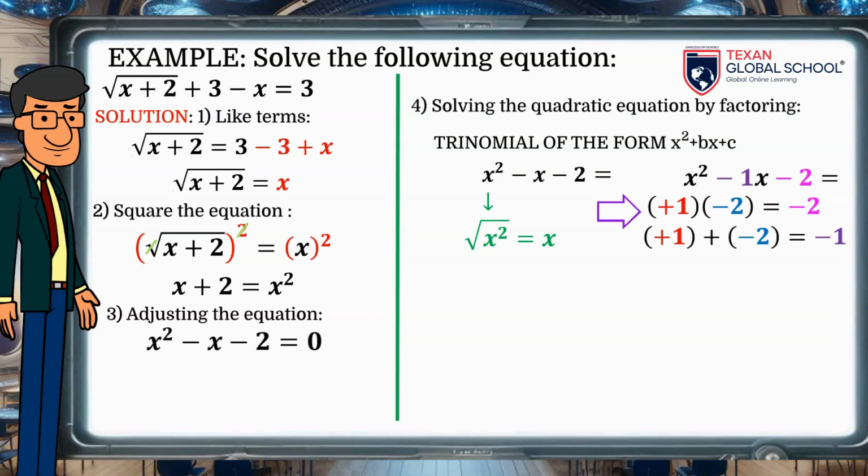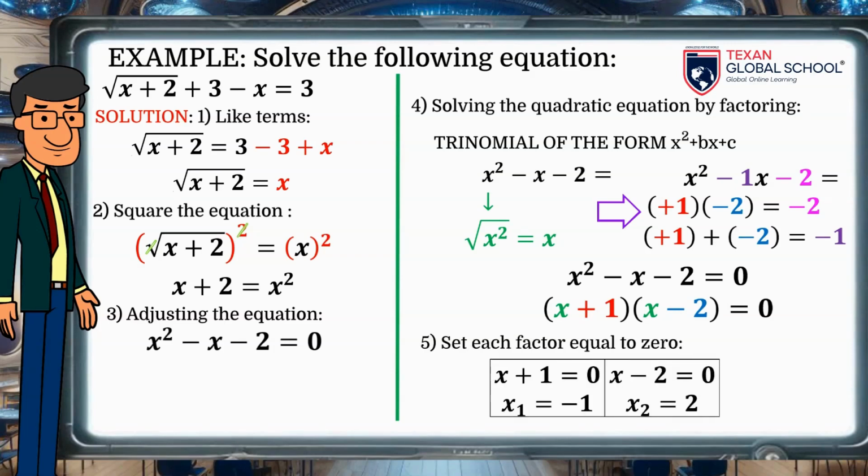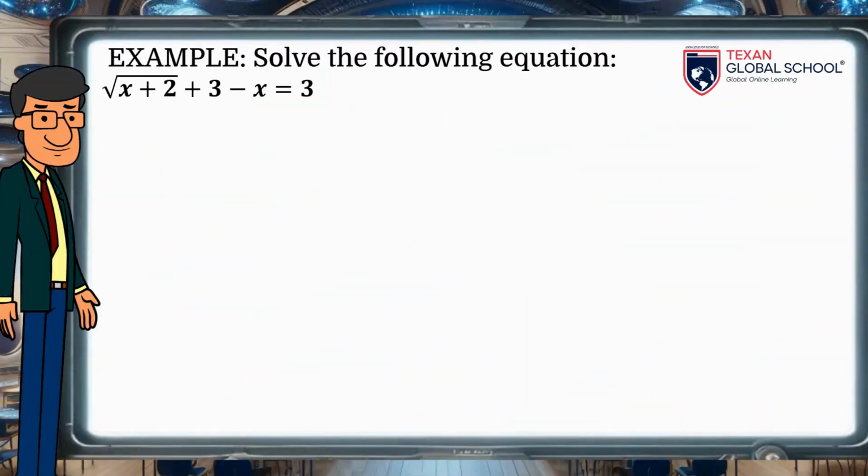Now, obtain two numbers that, when multiplied, result in -2 and when added, -1. These values are substituted into the factors obtaining (x plus 1) times (x minus 2). Once factored, set each factor equal to 0 and solve. In this case, two solutions result: x1 equals -1 and x2 equals 2. The process yielded two solutions.